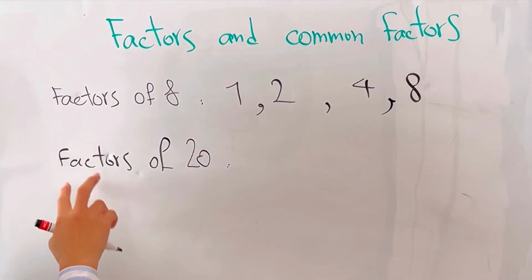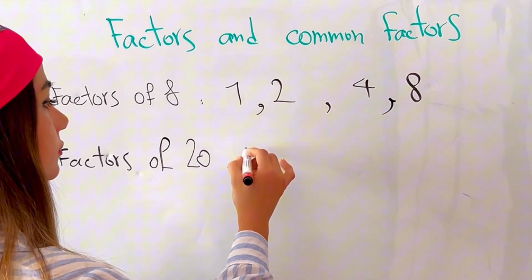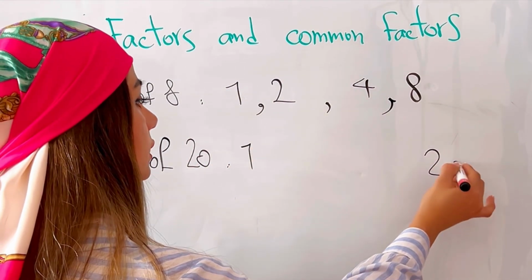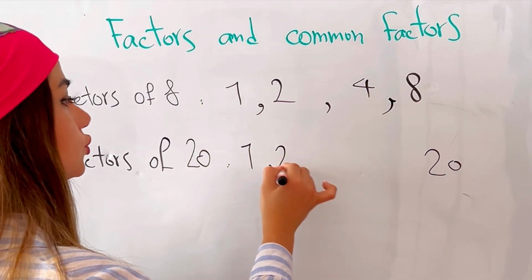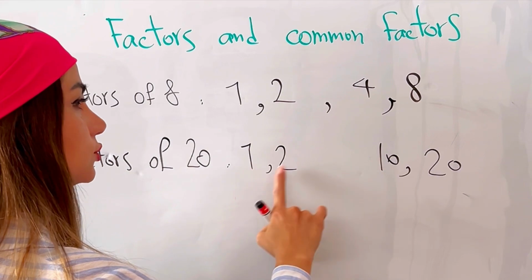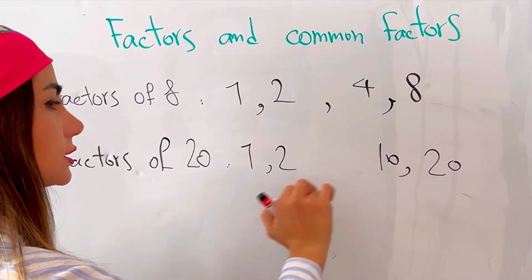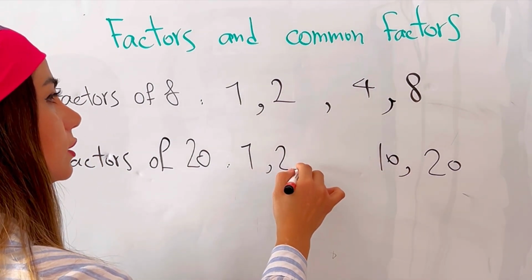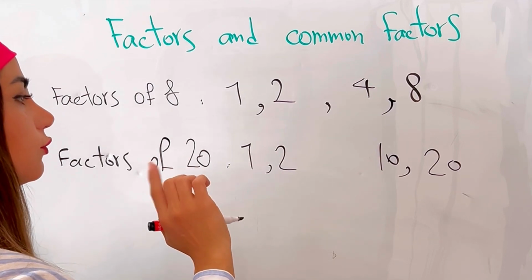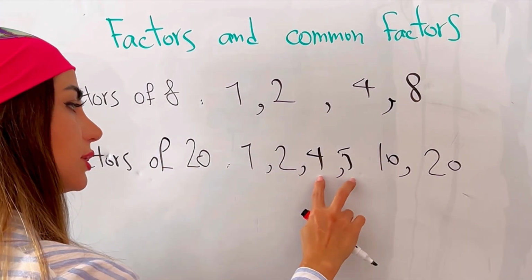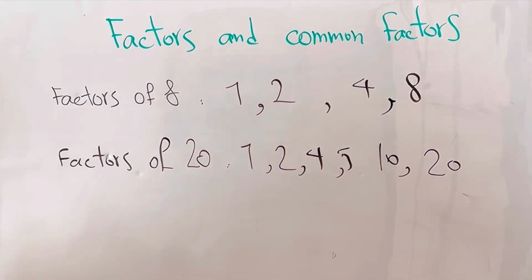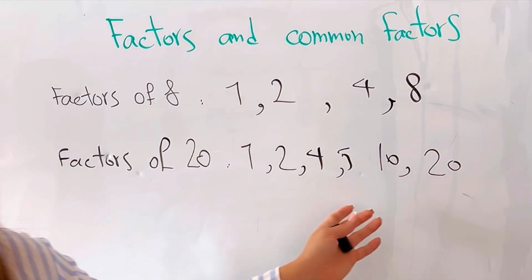Now let's find the factors of 20. 1, 20, because 1 times 20 equals 20. 2, 10, 2 times 10 equals 20. And 3, no, 4 times 5. And we reach the middle. So the factors of 20 are this.